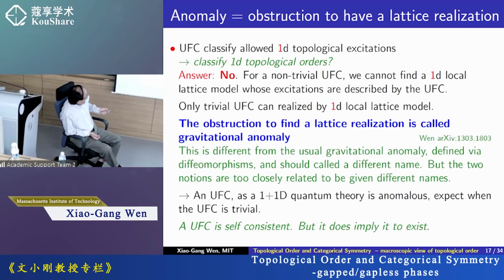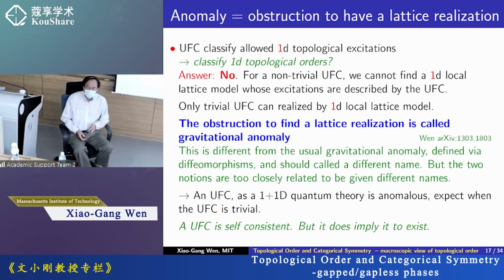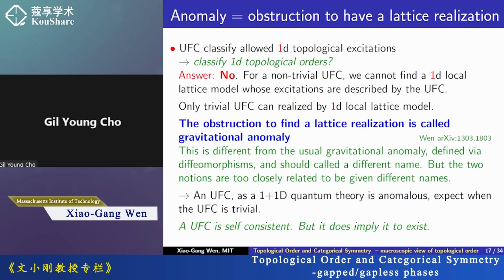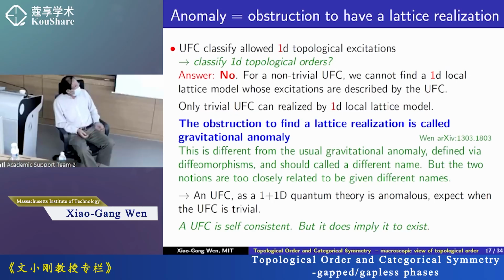And so in some sense, we say that the unitary fusion category as a 1+1D quantum theory is anomalous. So it's not realizable, it's anomalous. Question: does your local lattice model include the anyon chain, like the Fibonacci chain? No.